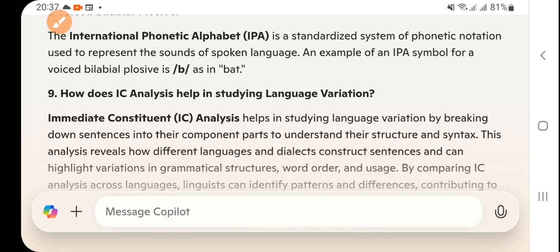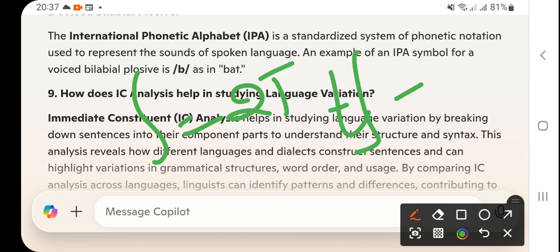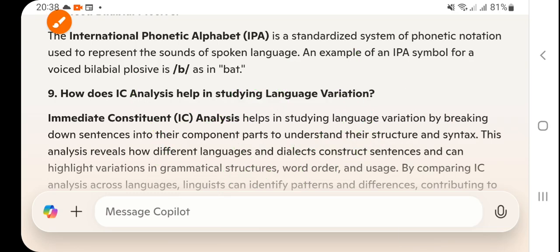One symbol, same sound, no confusion. If it is "sure", then it will be "sure", right? That is the same sound, whether it is judge or jet. Now there is no confusion, right? So that is IPA symbols. An example of an IPA symbol for voiced bilabial plosive is B.